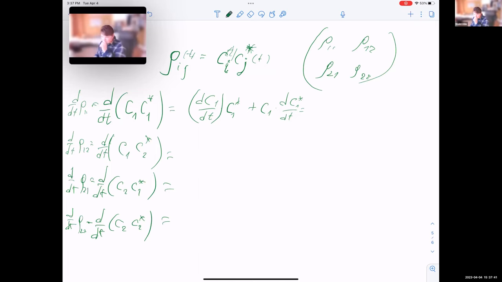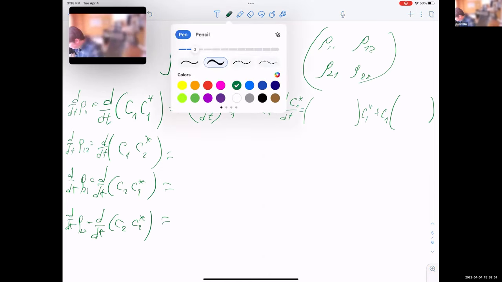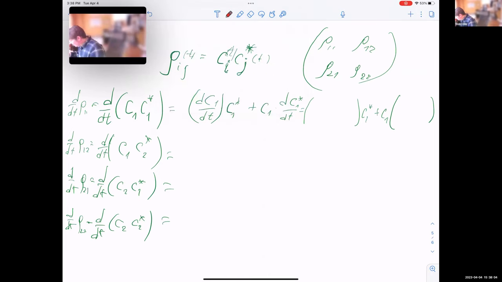So, start with C1 and its time derivative. Now I do need help prompting me on what I should write in these little boxes. So what do we do for the derivative of the first expansion coefficient, of the ground state?